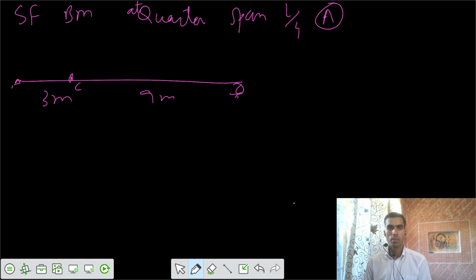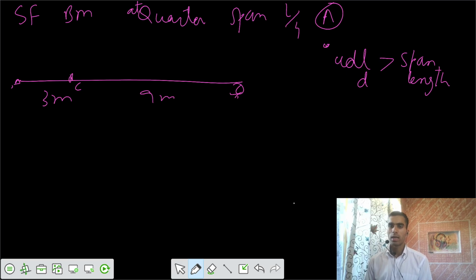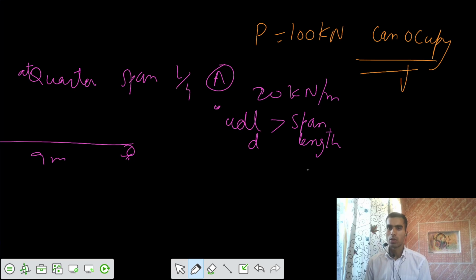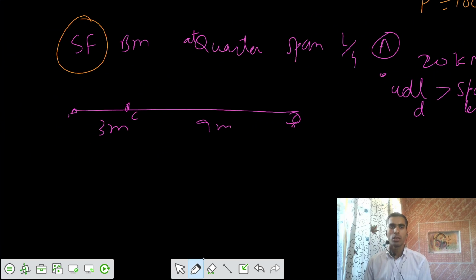Simply supported beam, 12 meters, with a UDL of length greater than the span length. So okay, no problem with that. UDL is having intensity 20 kilonewton per meter, and there's one more load, that's your point load P equals 100 kilonewton, and it can occupy any position, and we need to get the maximum shear force and bending moment at section C.